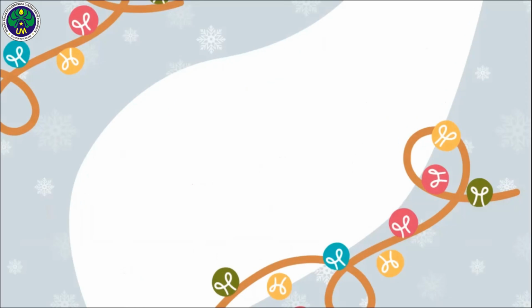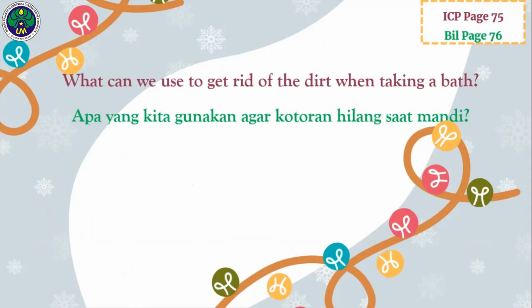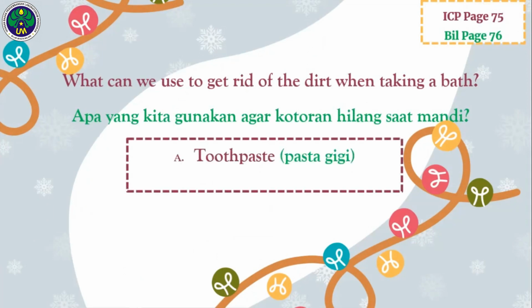Okay, next, the second question. What can we use to get rid of the dirt when taking a bath? Apa sih yang kita gunakan agar kotoran hilang saat mandi? Oke, A, toothpaste, pasta gigi, or B, soap, sabun. Nah, kira-kira mana sih yang kita gunakan untuk mandi agar kotoran hilang? Oke, once again, for ICP, please write the English one. And for bilingual, tulis yang berwarna hijau, yang berbahasa Indonesia.